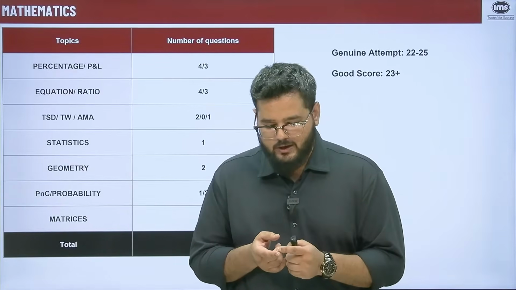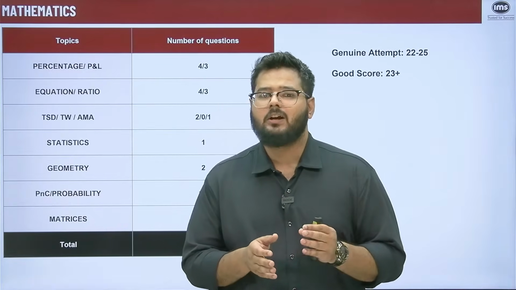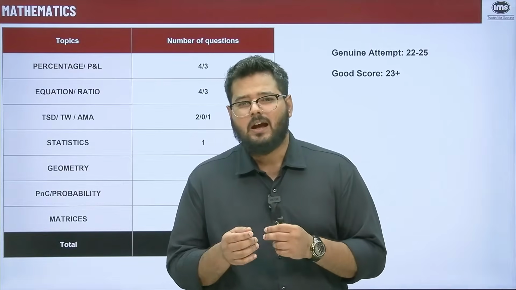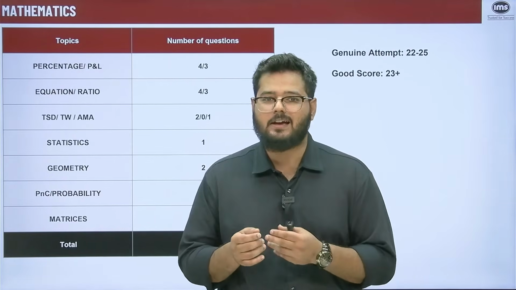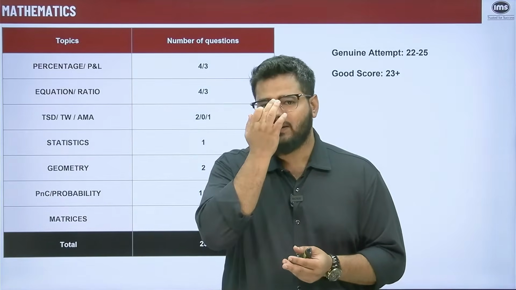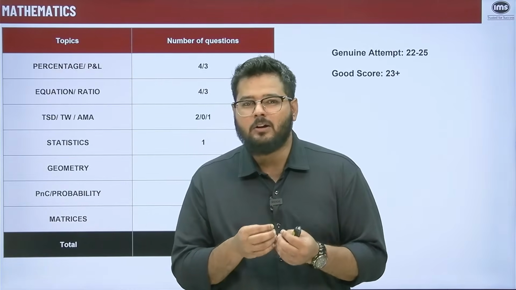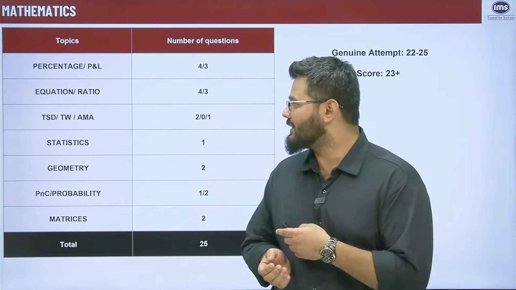Now a good student could have taken 25 to 30 minutes for this section in order to attempt 22 to 25 questions, and I would say a good score would be 23 plus. As the questions were not difficult, the test was easy. Students should have been able to score more than 23 easily in a test like this.